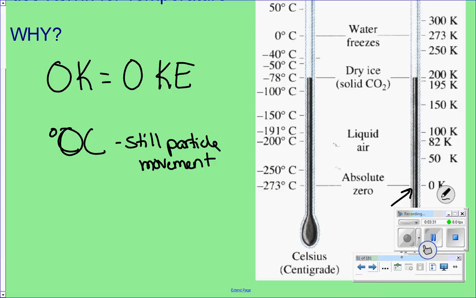So also, just from a mathematical standpoint, Celsius has negatives. So the reason that we use Kelvin is we're not going to get any negatives, because this is an absolute scale where there's a direct relationship between kinetic energy and temperature.